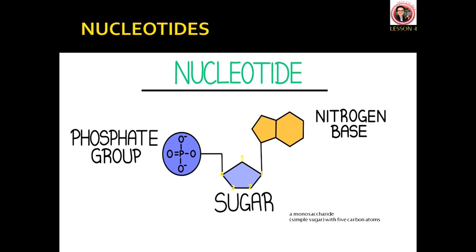A nucleotide is the basic building block of nucleic acids. Binubuo ito ng pentose sugar molecule, which is a monosaccharide with 5 carbon atoms, either ribose in RNA or deoxyribose in DNA, na naka-attach sa phosphate group and a nitrogen-containing base. Nitrogen bases or nucleobases are divided into two, the purines and pyrimidines.